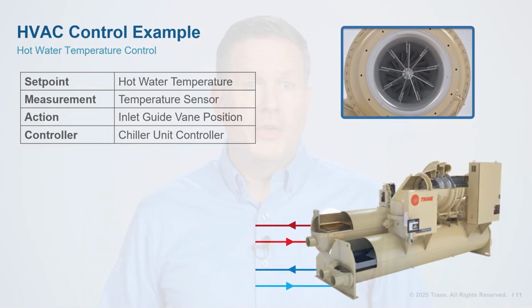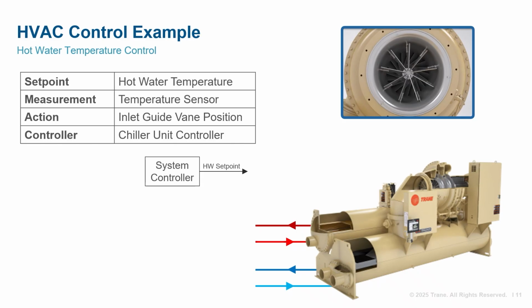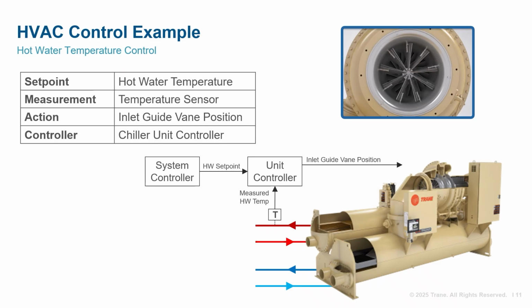Next, let's consider hot water temperature control with a centrifugal heat pump chiller. For this example, the leaving condenser fluid temperature must be regulated at a hot water set point value. A temperature sensor is installed in the condenser leaving fluid pipe. The action device is heat pump condenser capacity. For centrifugal compressors, capacity is adjusted with inlet guide vane position. The unit controller adjusts capacity as needed to achieve hot water set point value.